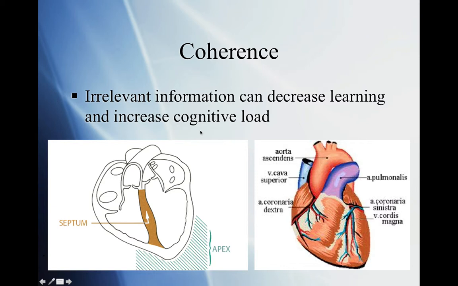Coherence principle. Irrelevant information can decrease learning. What does that mean? If I'm talking about the human heart, but I know the students already know the color of it, I know they know what it looks like, and I'm specifically talking about the septum, why do I need this picture on the right which shows the colors?